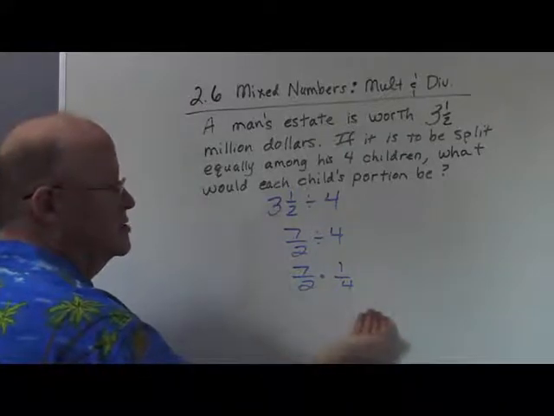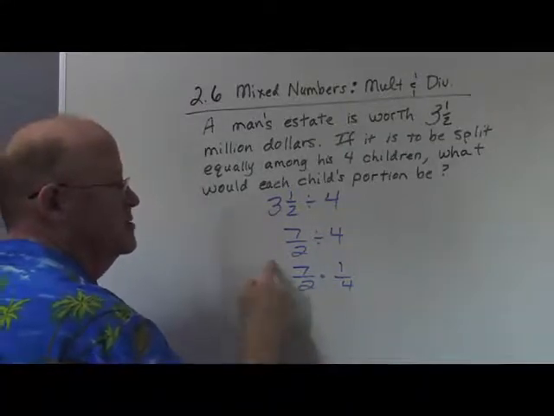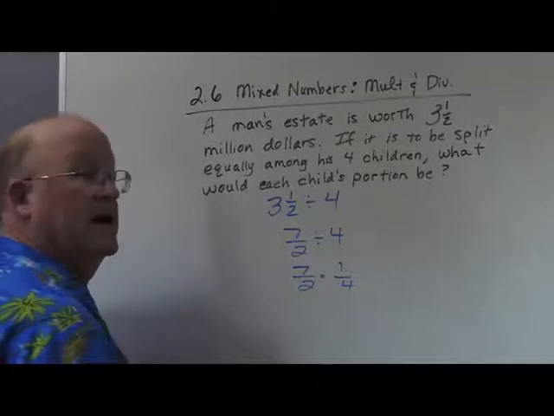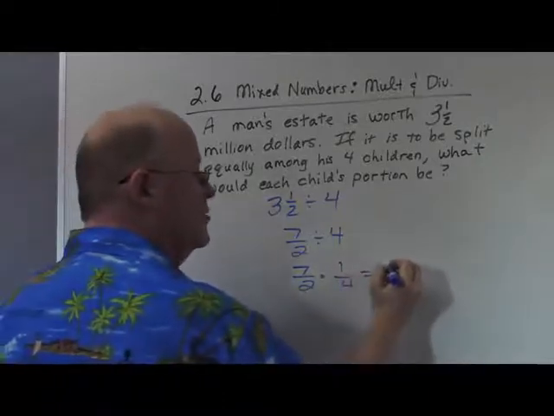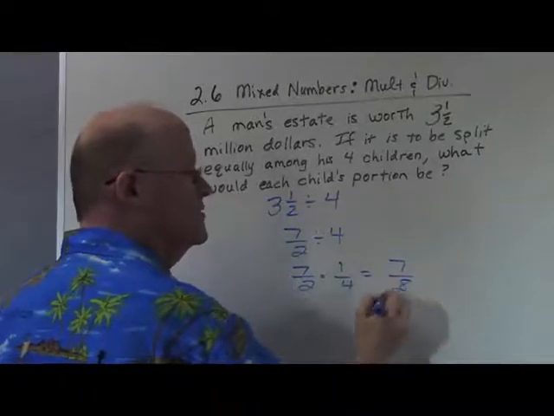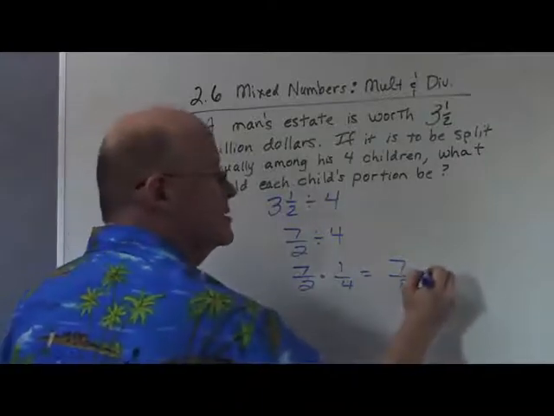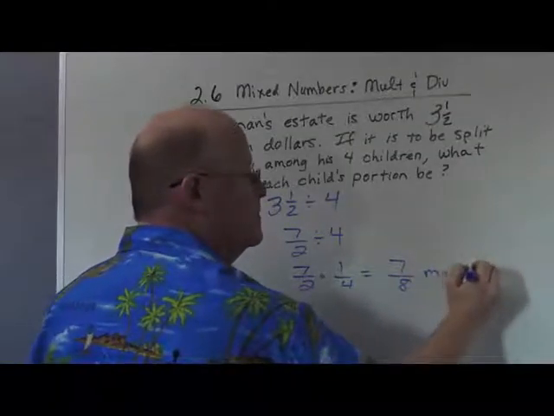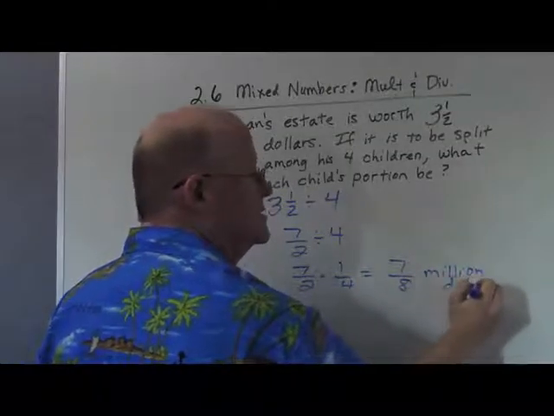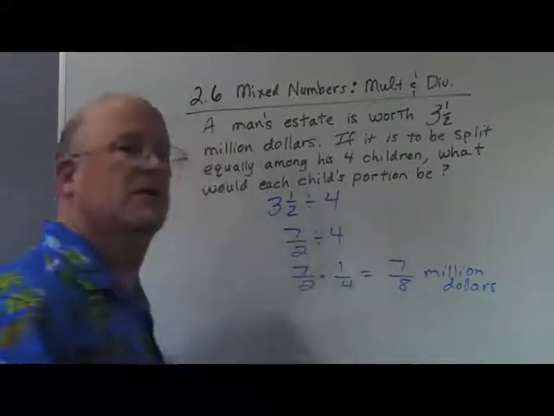No cancellation is possible within the 7/2. No cancellation is possible on the diagonal. So multiplying across, we're going to have 7/8 million dollars as each child's portion of the estate.